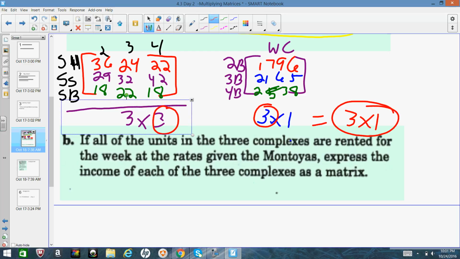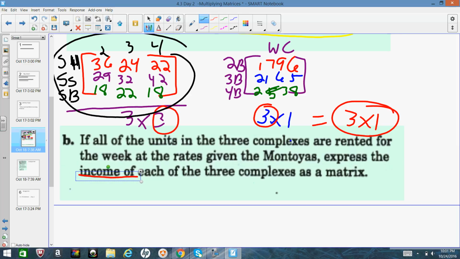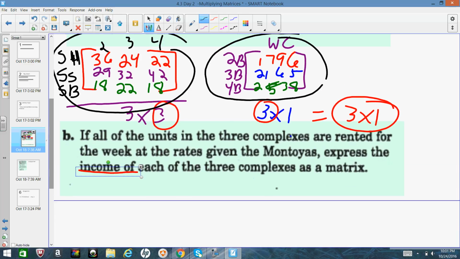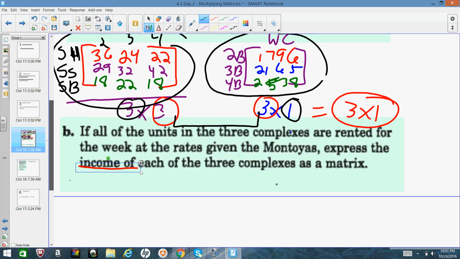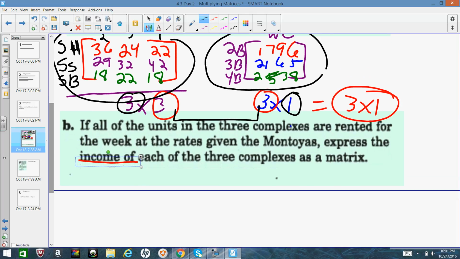So again, in order to find our income, we are going to take availability, which is this matrix, times our price, which is this matrix. And again, we have a 3x3 and a 3x1, multiply them together. These two need to be equal, leaving us with a 3x1. So let's start multiplying these matrices together. So I'm going to draw my brackets.